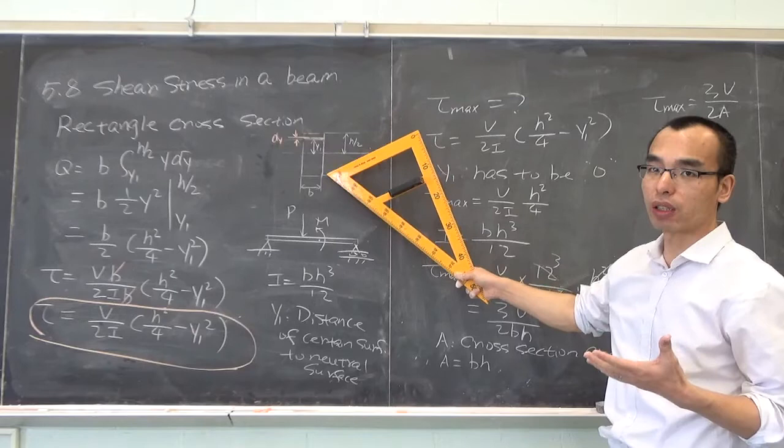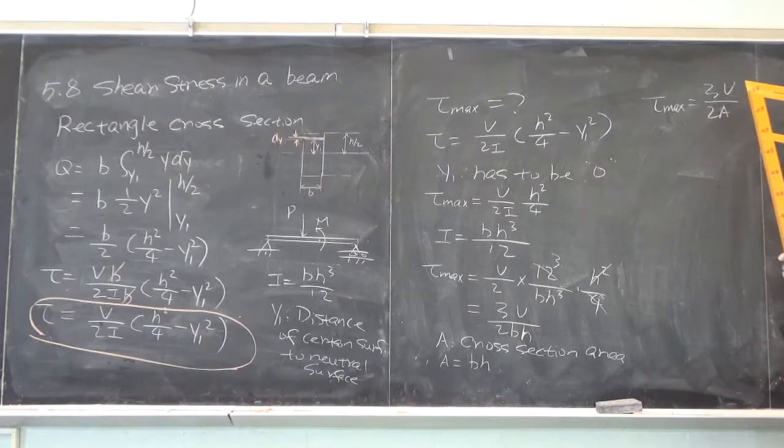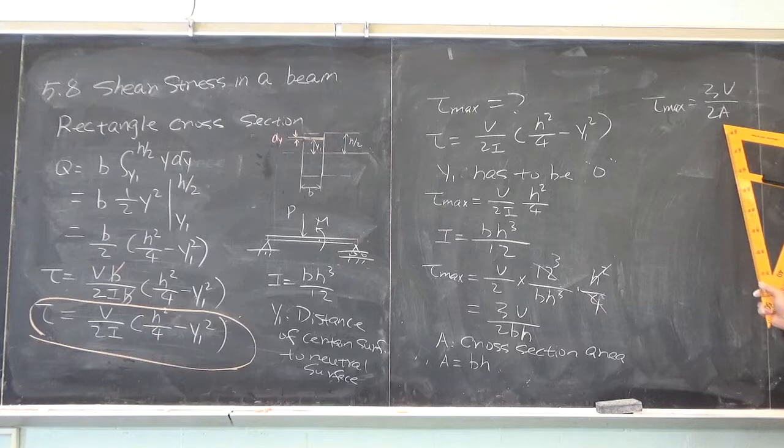We will talk about the circular cross section. It will be in a different form. So for a rectangle cross section, the maximum shear stress will be 3 times the shear force divided by 2 times the cross section area. Okay, so this is a really important result.